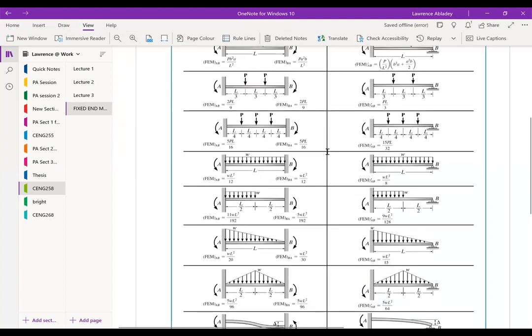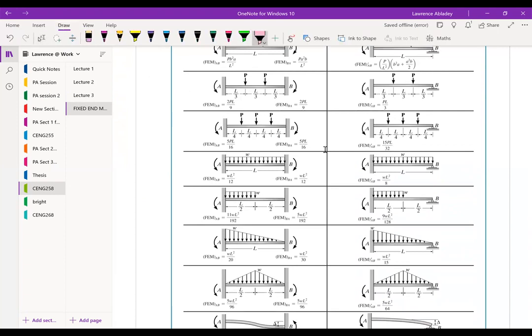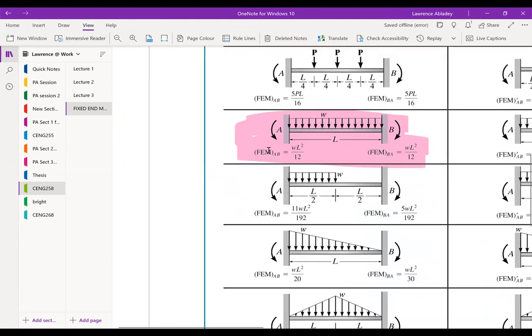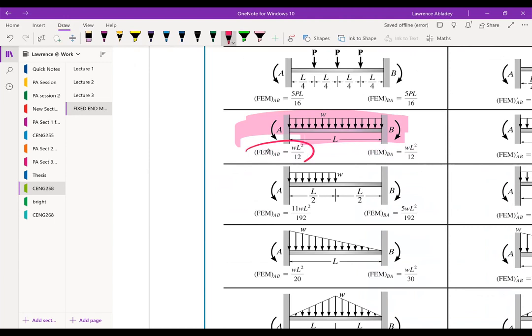All right. So basically, if you look at the first scenario, what we have interest in is this one right here. This pertains to span AB. So it means that the fixed end moment at the far left, and then at the far right, is WL squared over 12. All right. So that's what we have. That's what we'll be working with.